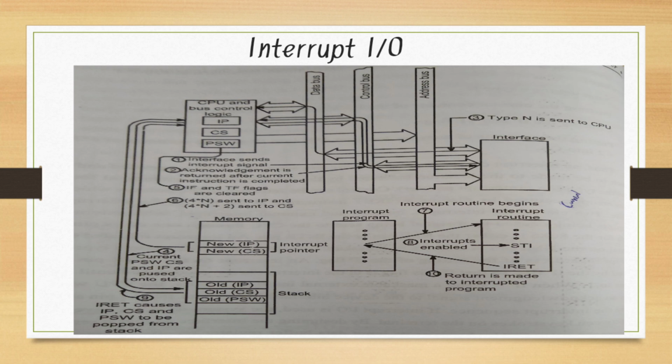Normally whenever the I/O devices are interfaced to the CPU, a signal is passed to the CPU. This request is sent to the CPU, and the CPU gives the acknowledgement to the interface, and the current executing program is pushed onto the stack. Whenever the interrupt program is completed, the current program is popped back. So normally this is interrupt I/O programming.